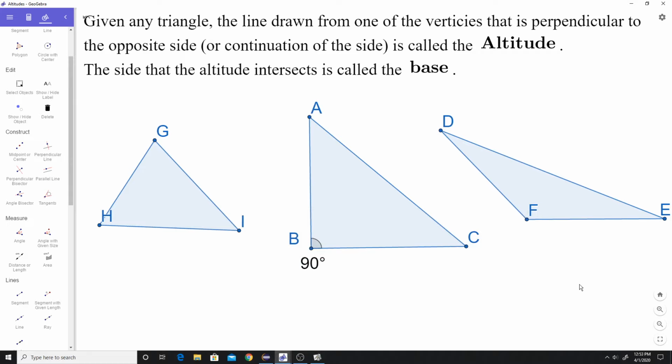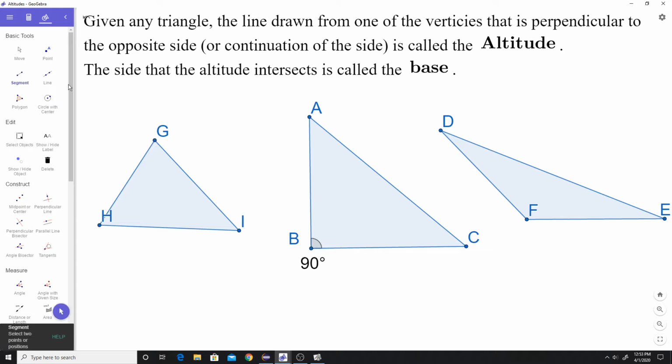So to begin with, we should talk about what an altitude is. I know I've said it in class before, but it's good to have precise definitions. So given any triangle, the line drawn from one of the vertices that is perpendicular to the opposite side or the continuation of that side is called the altitude. And the side that the altitude intersects would be called the base. So that's just a fancy word. Perpendicular means forming a 90-degree angle.